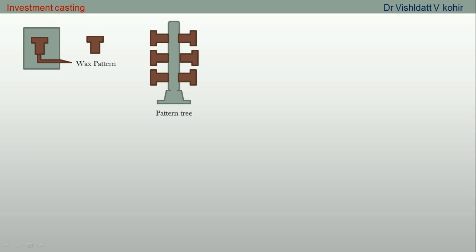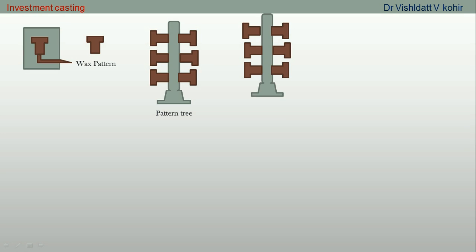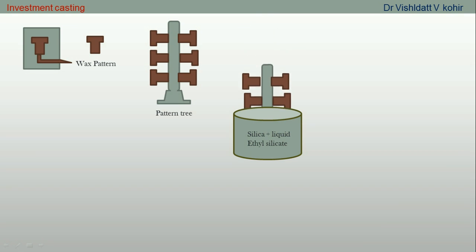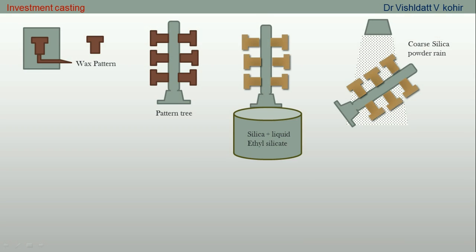The next step of the investment casting process is dipping of this tree into the slurry. The slurry is made by suspending fine ceramic materials prepared from silica or zircon in a liquid of sodium silicate or ethyl silicate. So the whole tree is dipped into the slurry several times till the tree is completely covered by the slurry. The next step is a special step which we call stuccoing.